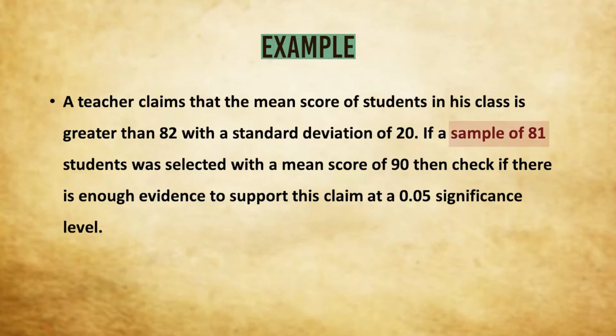So here, if mu is the mean score of the students, we are going to test whether mu is less than or equal to 82 against mu greater than 82. That is the claim of the teacher. And 81 students were selected in the sample, and this sample has to be selected randomly, and it is found that their mean score is 90. And one thing is important, here the standard deviation is given, which is 20, and we will perform this test at 5% level of significance.